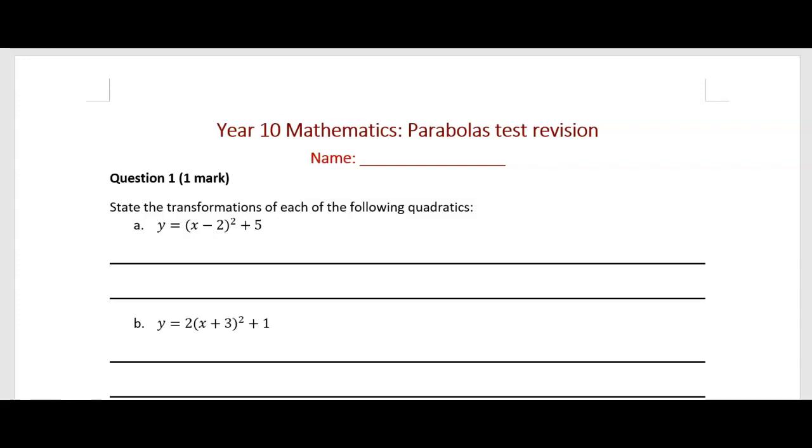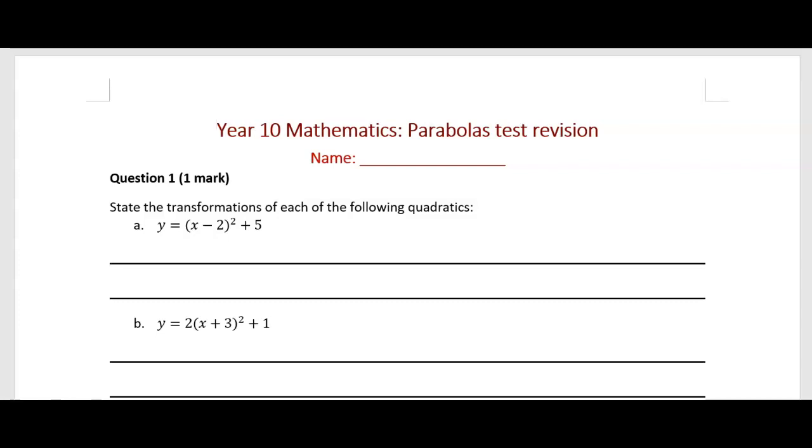Hi everyone, in this video we're going to go through the revision sheet. I don't have much time, so hopefully it'll be a short video. I apologize if I do rush, but I've got about 30 minutes, so I'll try to fit it into 30 minutes. Okay, so with question 1, we've got state the transformations of each of the following quadratics.